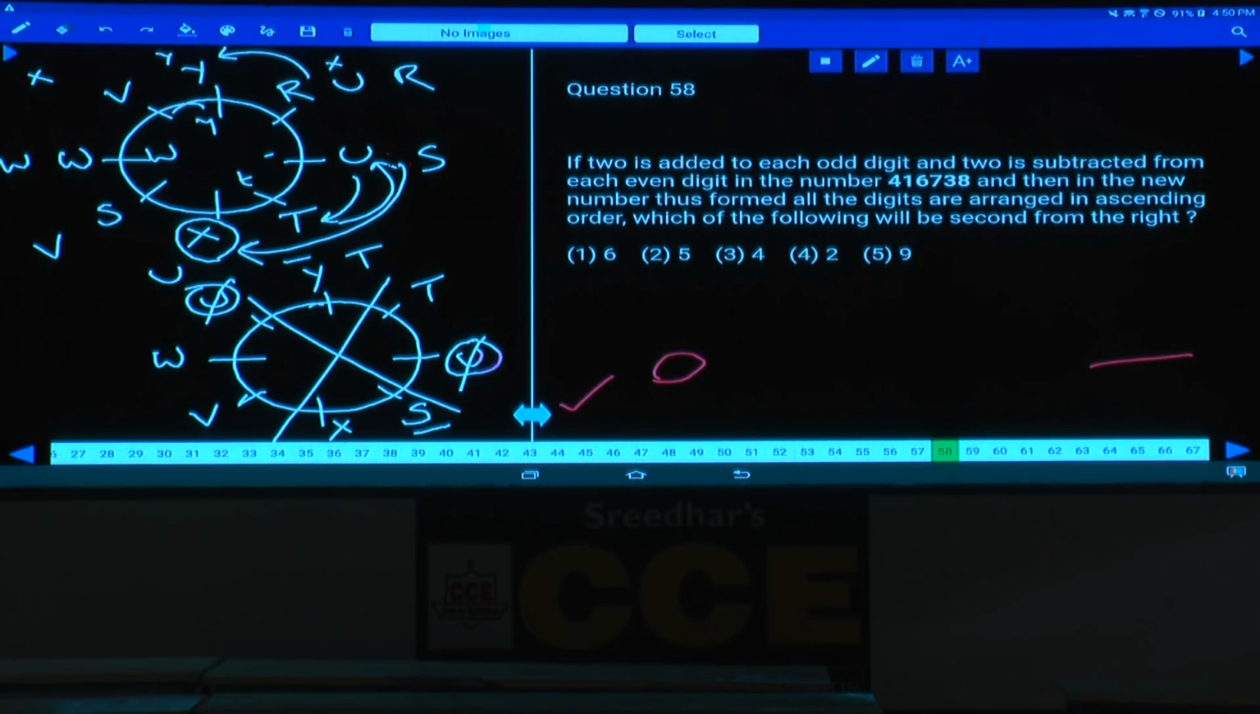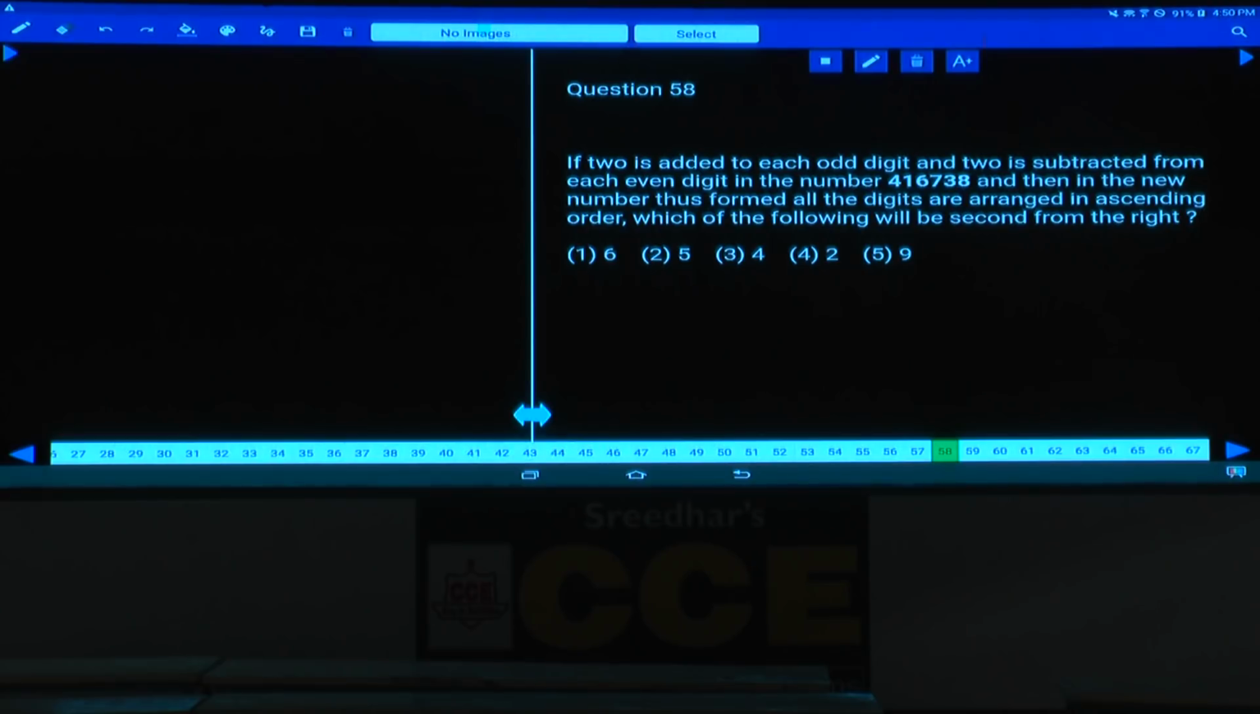Then question number 58. Now in this question number 58, it is based on a number. What is the number here? 416738 is the number. Then if 2 is added to each odd digit, how much is added here? 2 is added, 3 will be 9 and this will be 5. 2 is added to each odd digit and 2 is subtracted from each even digit. 2 is subtracted from each even digit, this will be 4 minus 2 is 2, 6 minus 2 is 4, 8 minus 2 is 6. 2 is added to each odd digit, 2 is subtracted from each even digit.